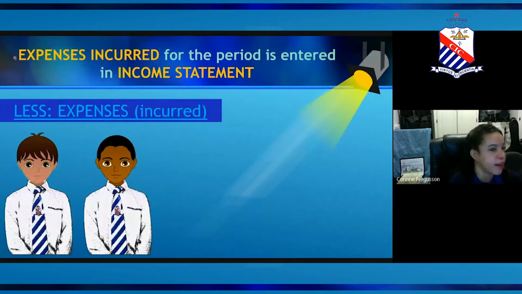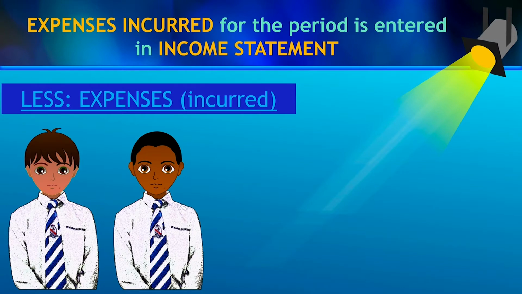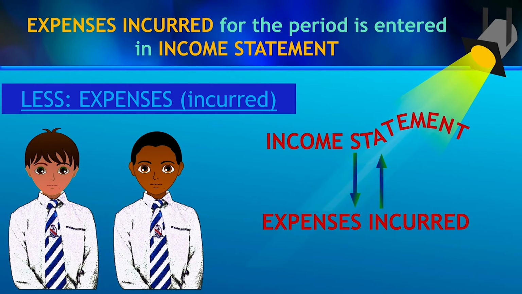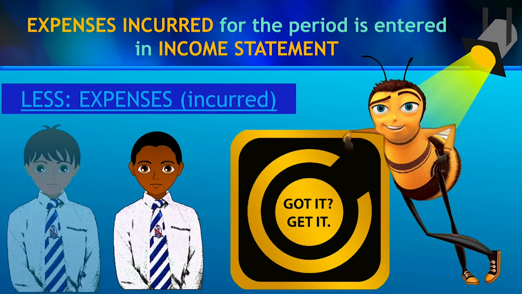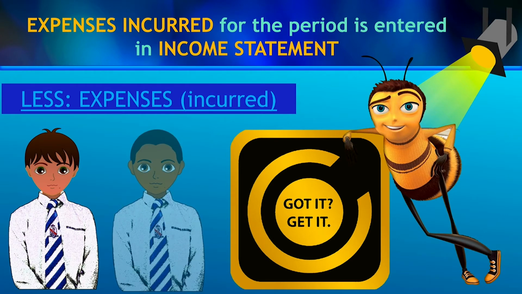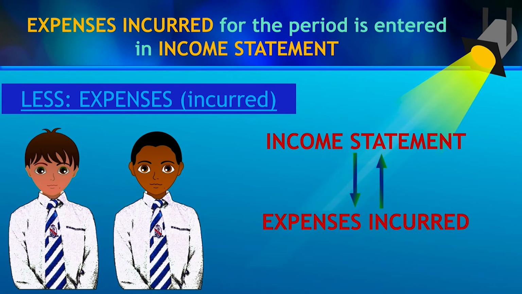And we will see again, going to emphasize it over and over. Expenses incurred for the period is entered in the income statement. So when you have your income statement and you have less expenses, it is the expenses incurred. The expenses incurred goes into the income statement. Y'all get that? I hope y'all got that, because we're saying it over and over again. It is the expense incurred that goes into the income statement.